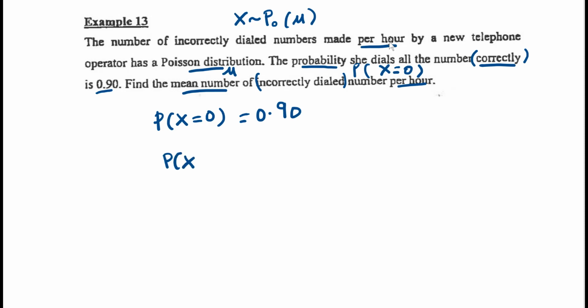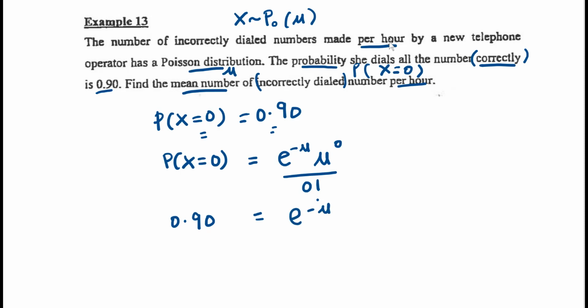So we know that when x equal to 0, the formula of the Poisson distribution is e to the power of negative mu, times mu to the power of x, where x is equal to 0, over 0 factorial. Then from here we know that probability x equal to 0 is equal to 0.90, and we know that 0 factorial is equal to 1 and mu to the power of 0 is equal to 1. So it's equal to e to the power of negative mu.